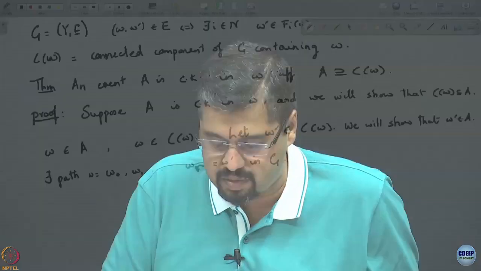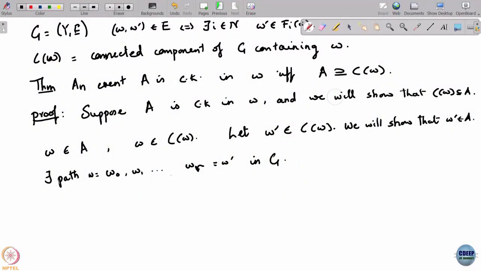So there is such a path in G. Now, since there is such a path in G, what does this mean? If you take any two consecutive vertices, there is an edge, which means there is at least one player who cannot distinguish between the two. That means for every pair of consecutive vertices, omega k and omega k plus 1, there is going to be a player who cannot distinguish between these two. All right. Actually, because of this structure, let's just prove this by induction.